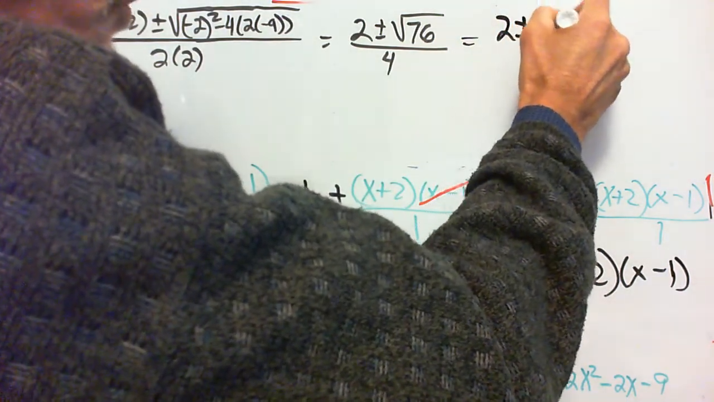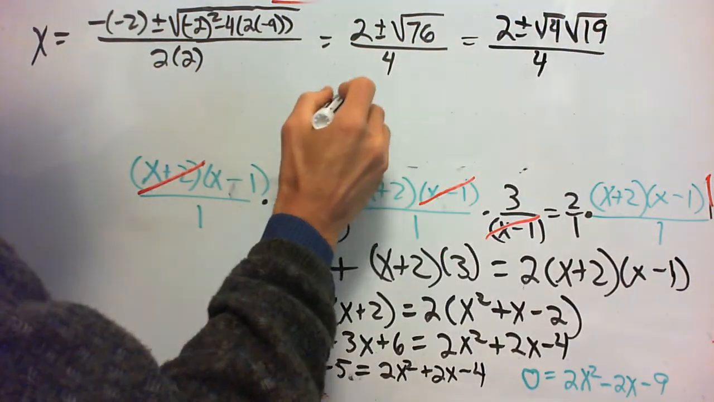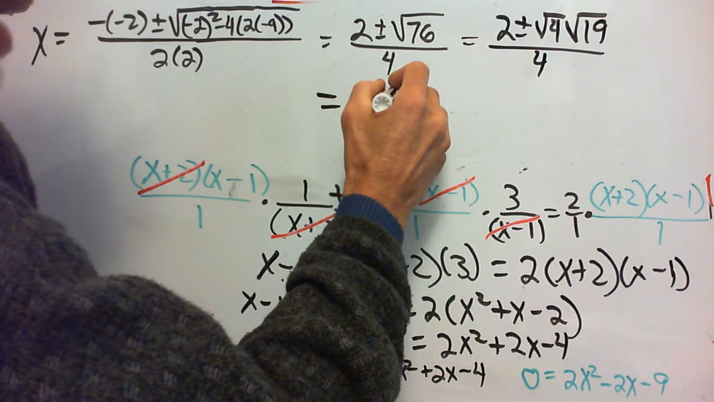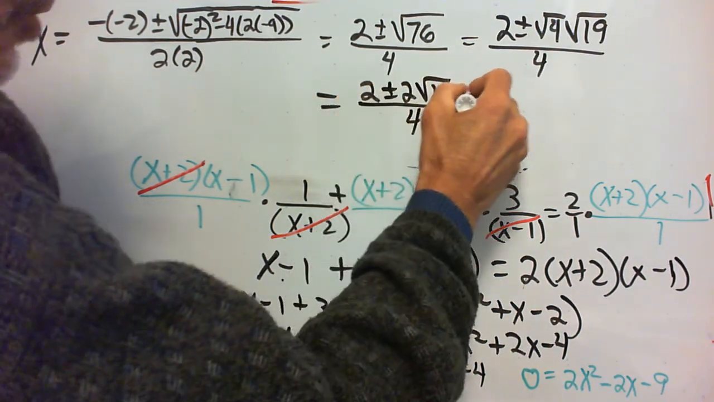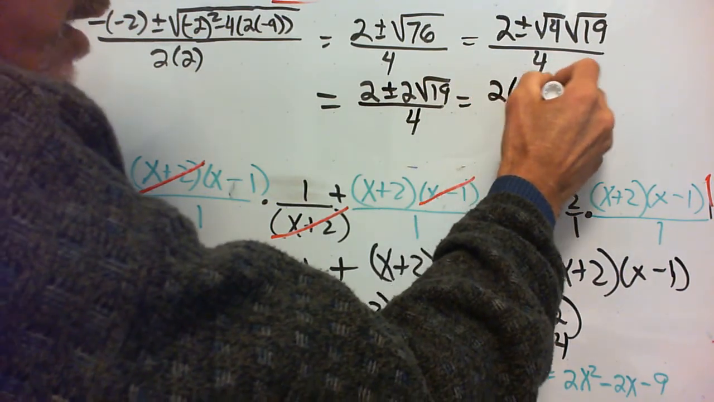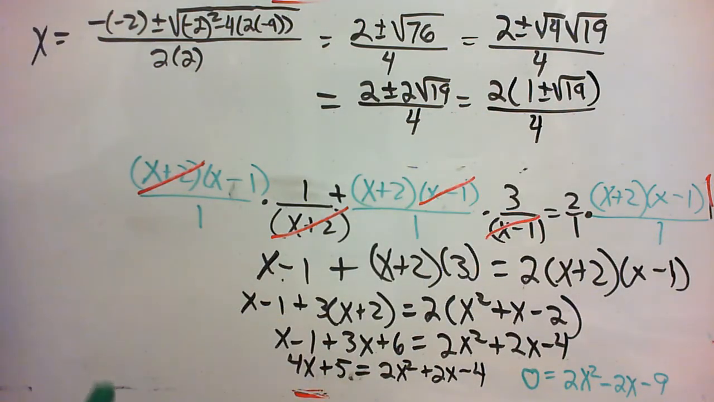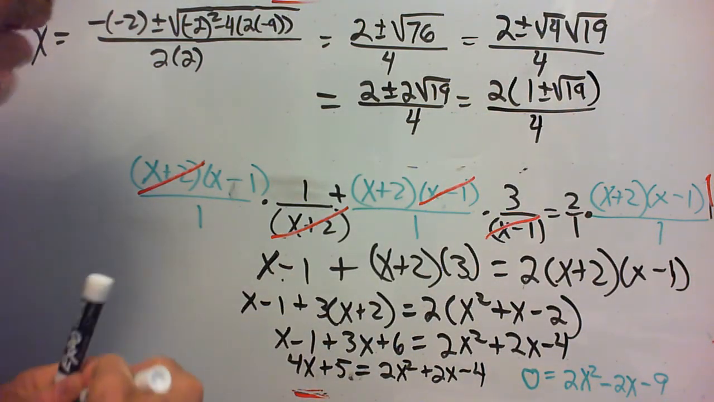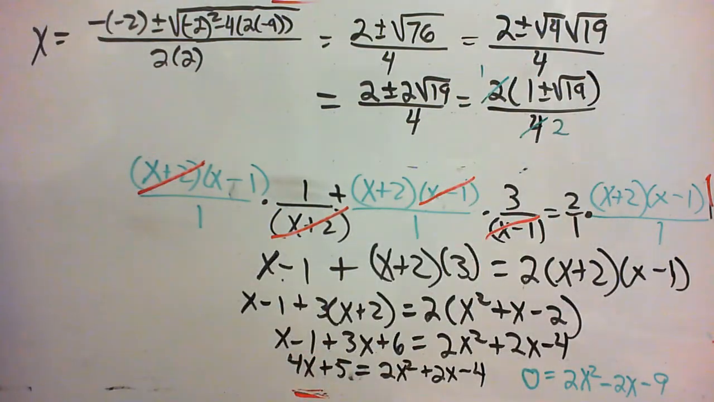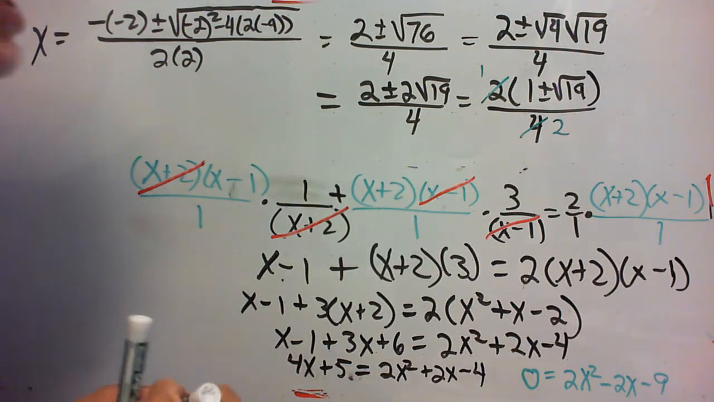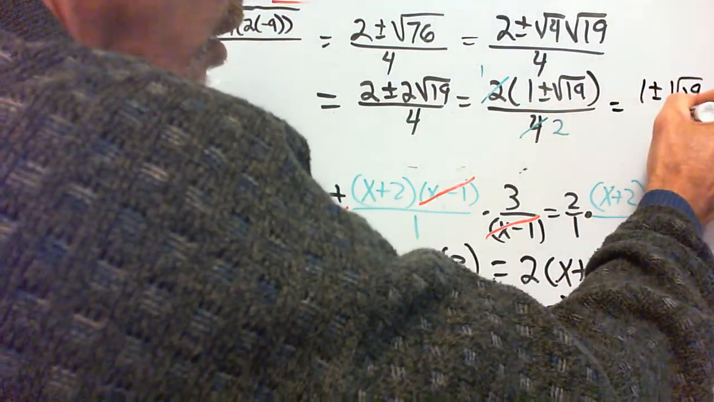It's the square root of 4 times the square root of 19. Then that square root of 4 turns into 2. We can factor a 2 out of the numerator and then cancel the 2 with the 4, leaving 2 in the denominator. So the simplified answer is 1 plus or minus square root of 19 over 2.